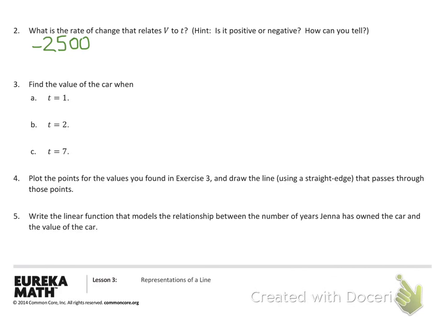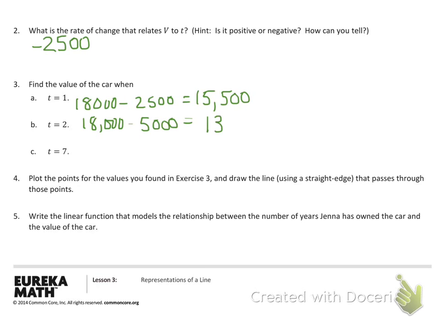All right, so the value of the car. Find the value of the car when t equals 1. Well, when t equals 1, it will be 18,000 minus 1 times 2,500, because it's just 1 year. And so that will be 15,500. After 2 years, we're going to do 18,000 minus 2 times 2,500, which is 5,000. And that's going to be 13,000 for the car.